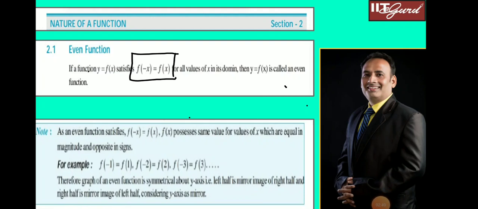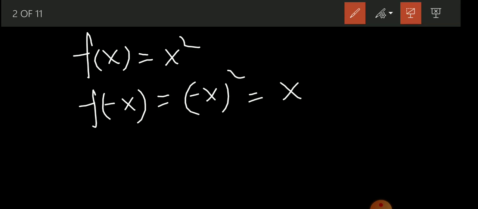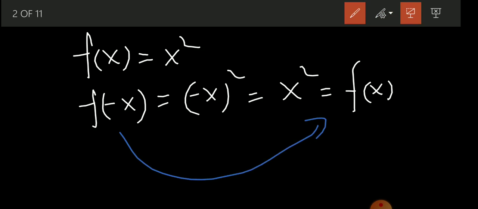Let's take some examples to understand the even function. Let f of x equal x square. Suppose x square is any function, and here if we say f of minus x, then what we will get is minus x whole square, and that is the same x square, which is nothing but f of x. So f of minus x equal to f of x, which is an even function. This satisfies the concept of even function for every value of x belonging to R, as this is the domain of this f of x, meaning in the entire domain.